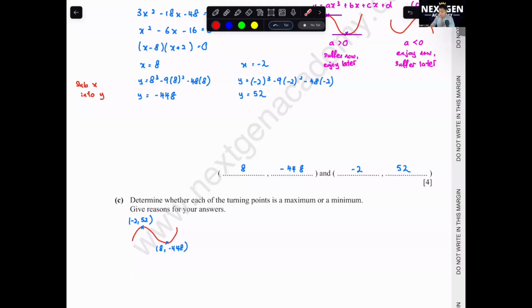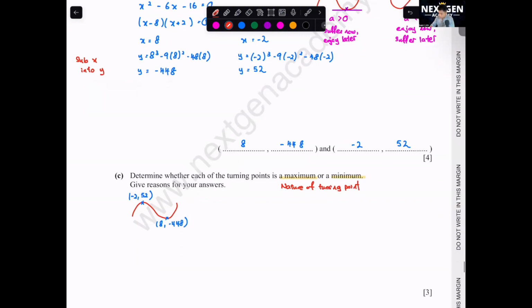Right? How to check for maximum or minimum? Okay, how do we check the turning point is maximum or minimum? Okay, they are asking about the nature of turning point. Nature means you need to use your second derivative, which is d square y over dx square. You're going to differentiate it once more. If it's less than 0, it will be a maximum. If it's more than 0, it will be a minimum. Okay, you just need to remember these two equations here.